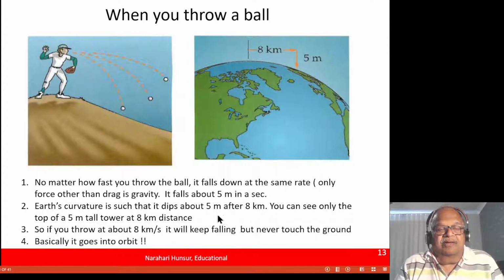Okay, so what I want to say here is, suppose the cricketer is able to throw the ball horizontally at about 8 kilometers per second, it will keep falling. That is fundamental physics. But you will never touch the ground, because it falls 5 meters, but the Earth has curved away. Basically in that case, it goes into orbit. This is a very simplified explanation. Of course, there is the question of air drag and all that, but we'll talk about that later. So if I can throw anything at 8 kilometers per second and above horizontally, in this case circumferentially around the Earth, it will go into orbit.